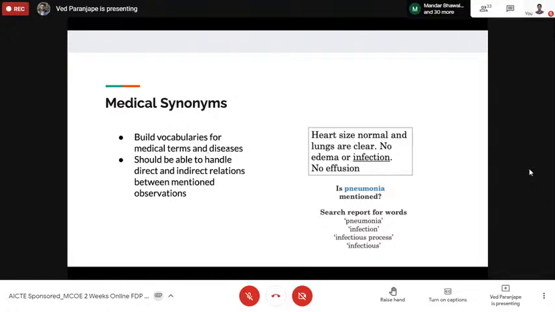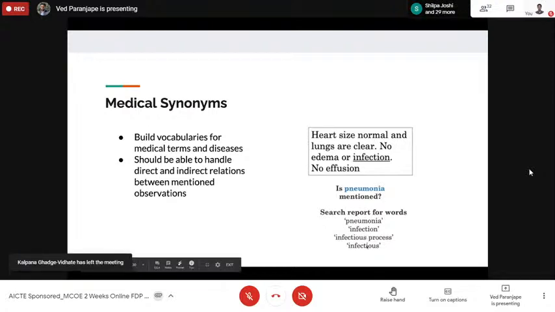The first step is medical synonym dictionary generation. In this step, we build vocabularies for medical terms and diseases, and it should be able to handle direct and indirect relations between mentioned observations. For example, the report says: heart size normal and lungs are clear, no edema or infection, no effusion. We are looking for whether pneumonia is mentioned in the report. There is no direct mention of pneumonia, but pneumonia can also be stated as an infection. So we need to build a vocabulary, a taxonomy, in which we look for close words like pneumonia, infection, infectious process, and infectious.